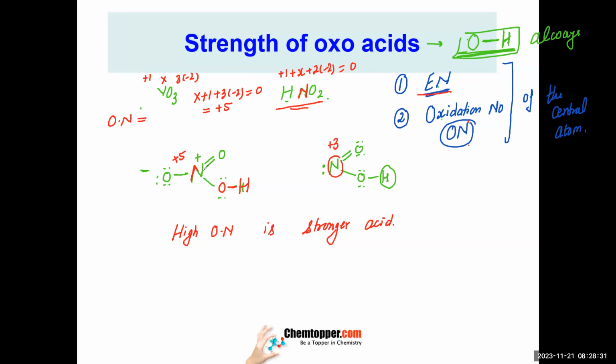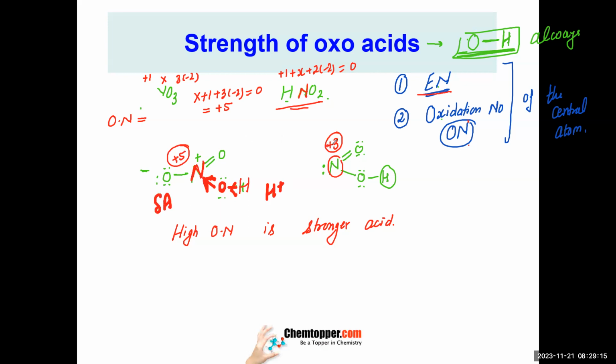Check this nitrogen, this one. What's the charge? +5. The other nitrogen, +3. Which nitrogen is more electron hungry, Atharva? Which nitrogen is more electron deficient? +5. So this +5 is going to pull electron density onto itself more, right? It's more electronegative. It's going to take away the electron density from this oxygen. And oxygen will take away the electron density from hydrogen. And hydrogen will come out easily as H+ in this case. That's why it is a strong acid.